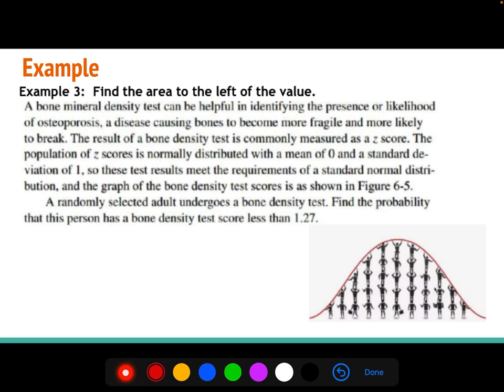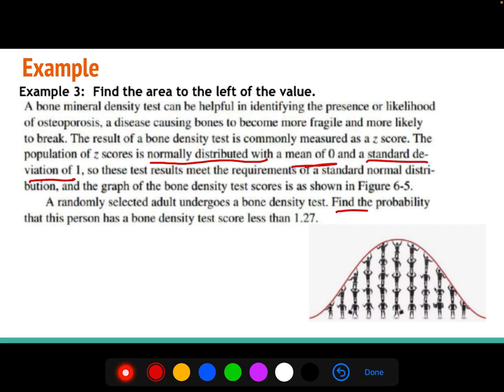So, example 3, find the area to the left of the value. A bone mineral density test can be helpful in identifying the presence or likelihood of osteoporosis. That's a disease causing bones to become more fragile and more likely to break. The result of a bone density test is commonly measured as a Z-score. The population of Z-scores is normally distributed with a mean of 0, standard deviation of 1, so that means it's a standard normal curve. So these test results meet the requirements, and the graph of the bone density is shown below.